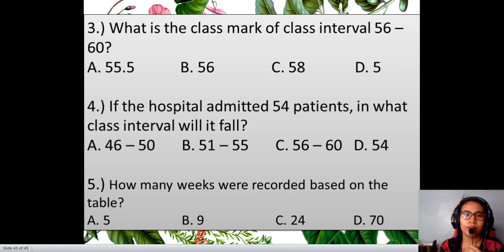And for the fifth one, how many weeks were recorded based on the table? How many weeks were recorded based on the table?